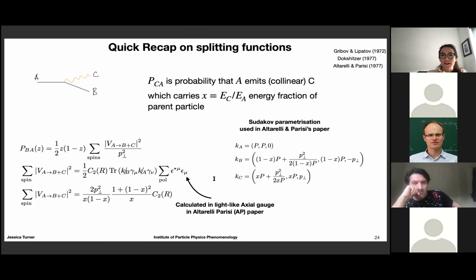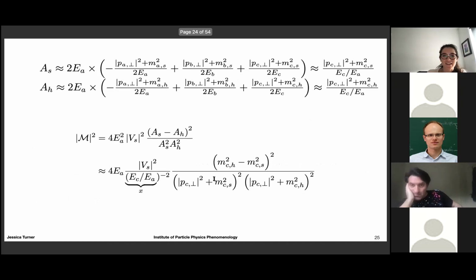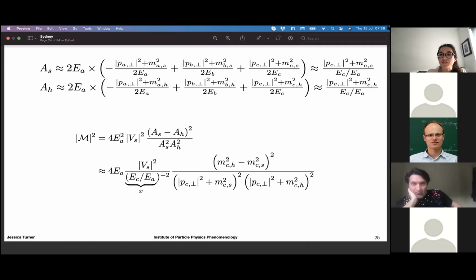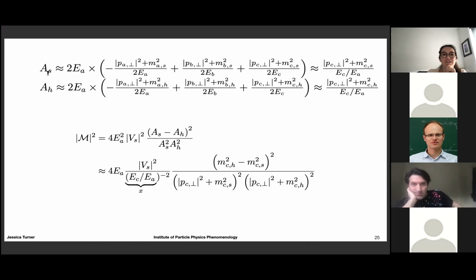Okay, so this is a very quick recap on the splitting functions, but I don't think I need to go over that. Let me just check the time. I need to move a bit faster.